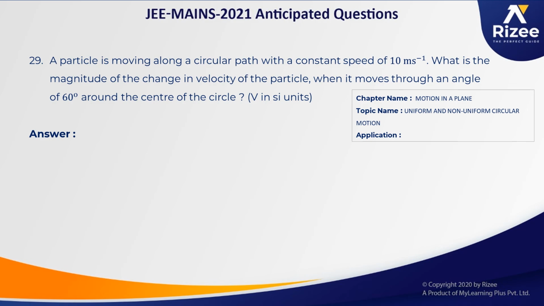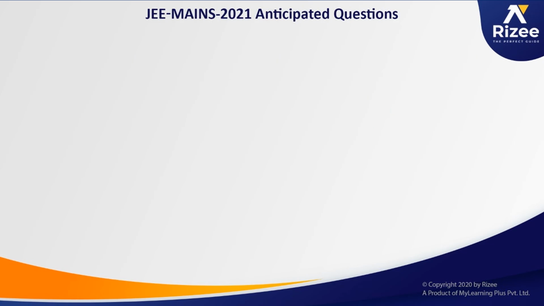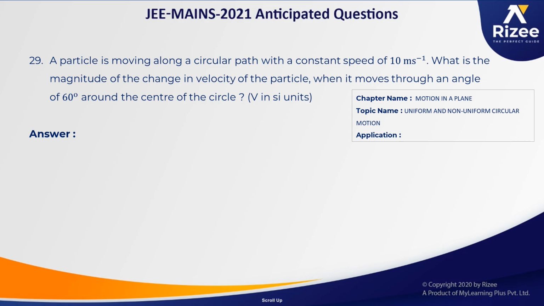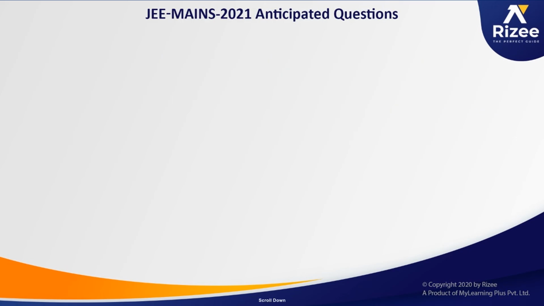Next question. A particle is moving in a circular path with a constant speed of 10 meter per second. What is the magnitude of the change in velocity of the particle when it moves through an angle of 60 degrees? He is asking. It's another case of motion in a plane, you can go for uniform circular motion under this category. So now the particle is moving in a circle like this.